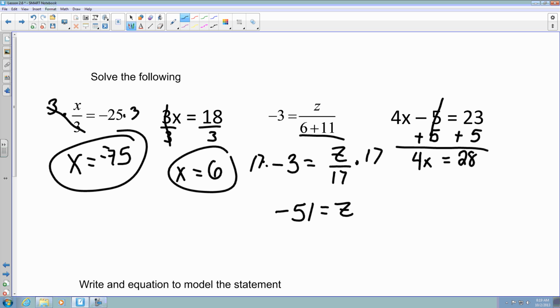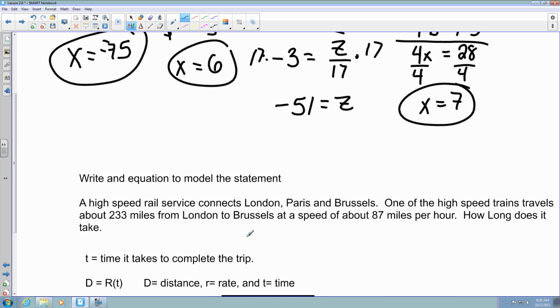And then I'm left with the same thing as I had in previous examples. So now I have to divide both sides by 4, which then gives me x equals 7. And if you're not sure if it's 7, please plug it back into the original equation.